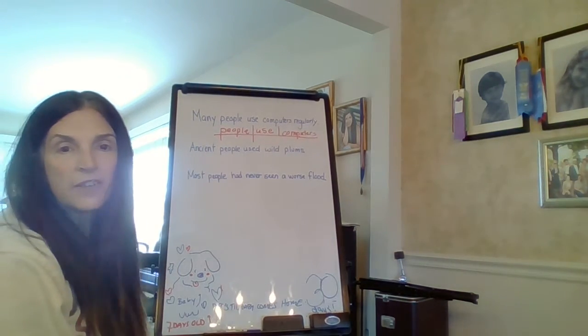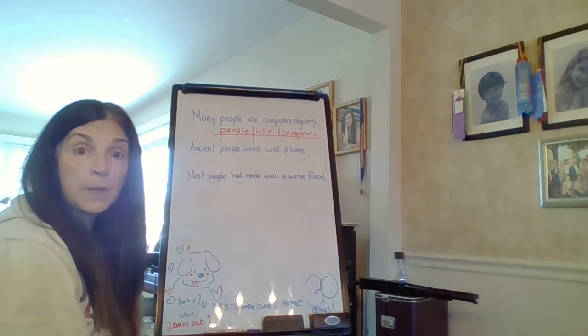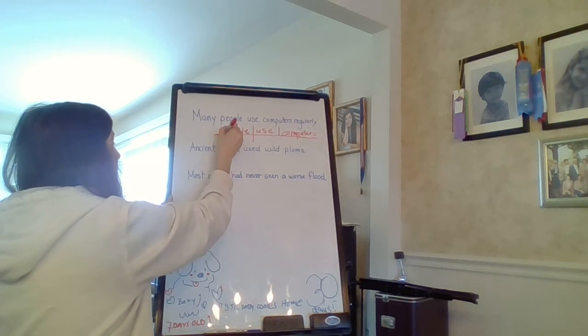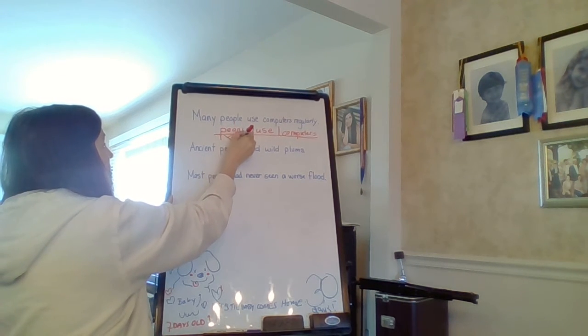Now we have two words left over. Where do they go? People. How many people? Many people. Adjective. Draw a diagonal line, and we draw many with a capital M because it started the sentence.